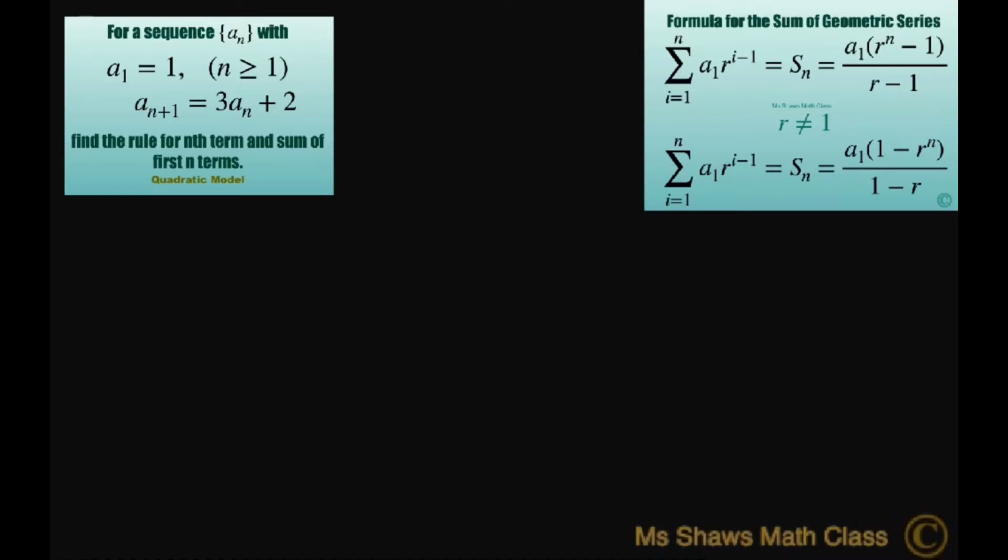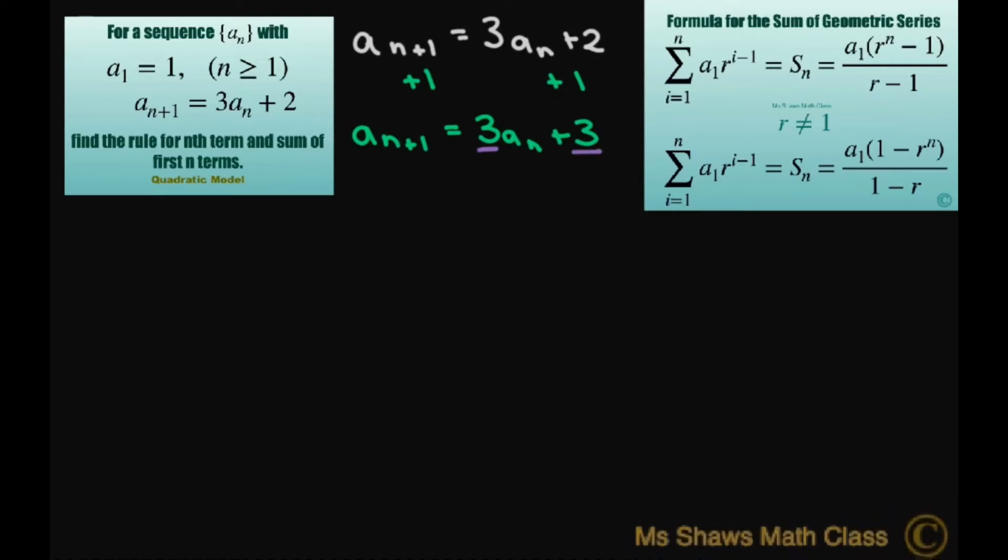Let's write this a little bigger: a sub n plus 1 equals 3 a sub n plus 2. What I'm going to do is add 1 to both sides. As long as I do that, I get a sub n plus 1 plus 1 equals 3 a sub n plus 3. The reason I wanted to do that is so I can factor out a 3. So I have a sub n plus 1 plus 1 equals 3 times a sub n plus 1.